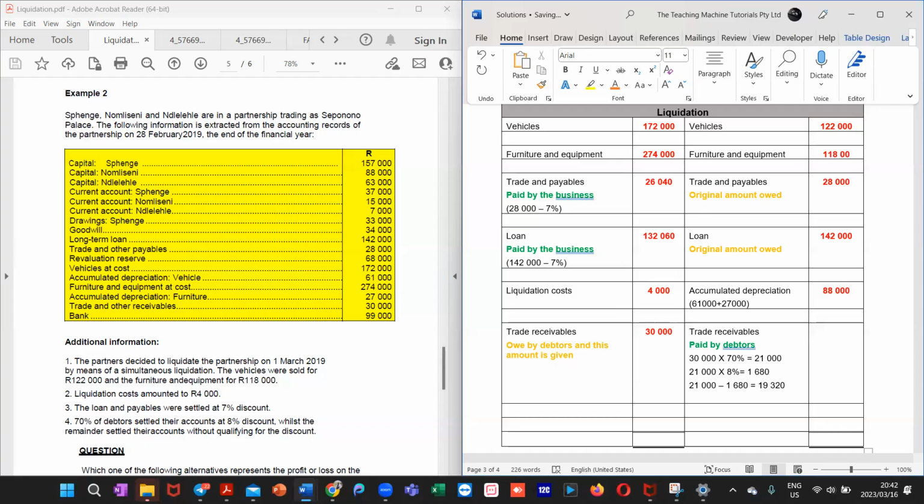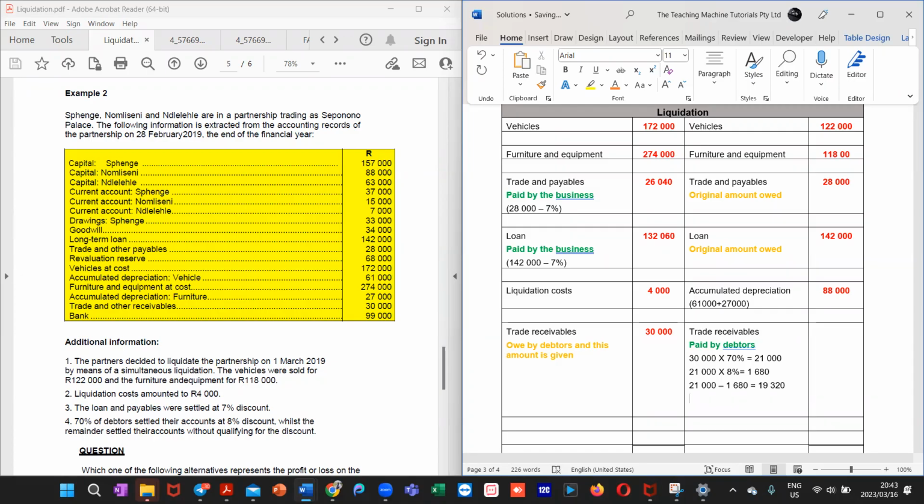And the argument is that from the 30,000 that we are owed, there will be 70% of debtors who will qualify for the 8% discount. What is 70% of 30,000? It's 21,000. So we are owed 21,000 and we're not expecting the full 21,000 because we promised to give our debtors an 8% discount. What is 8% discount? 1,680. Discount means you won't count it, you're not expecting it, it's a loss. Now, 21,000 minus 1,680 is 19,320. The business expects 19,320 from 21,000.